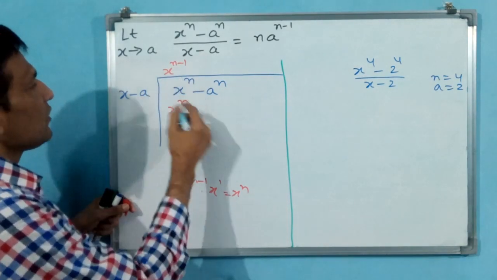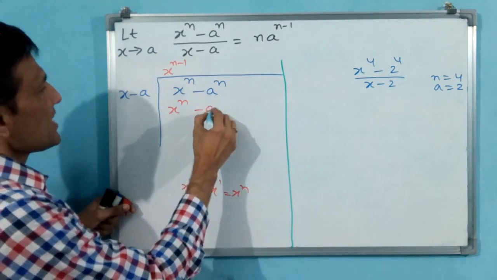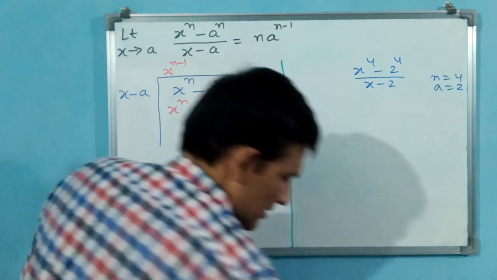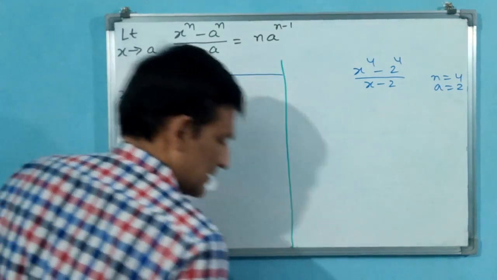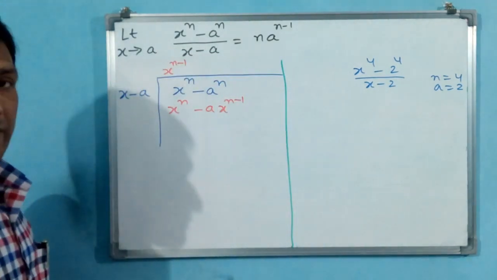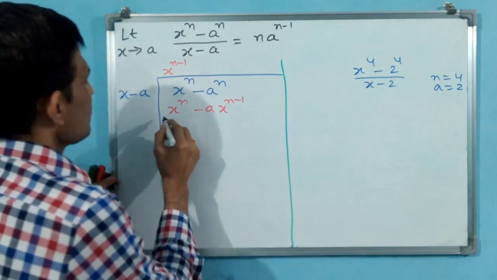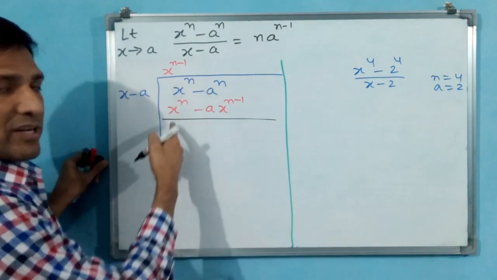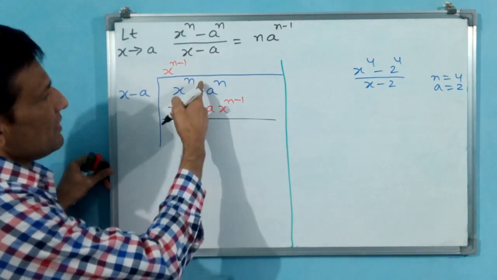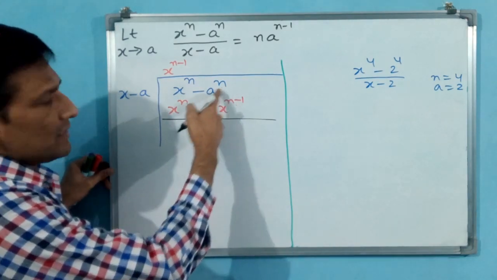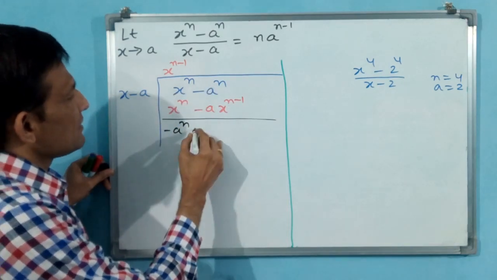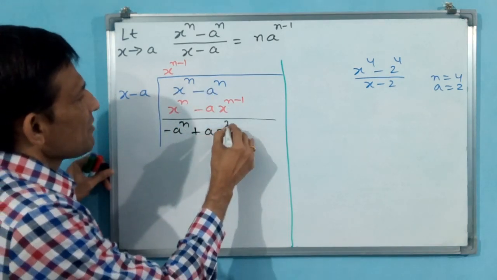But minus a also you have to multiply. Minus a into again x power n minus 1 will come. Is it okay? Definitely okay. Now you subtract. x power n is going to get cancelled. But minus a power n, you have to write like this: minus a power n, minus of minus plus a x power n minus 1.